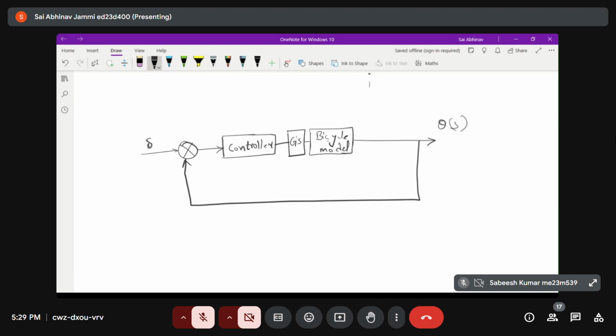If I say this is G of S, and this is what I computed above, theta of S by delta of S. Now, to get the final transfer function, it is just the product, G of S times theta of S by delta of S. With this exercise, you'll get a feel of the difference between the direct modeling and when the actuator dynamics is involved.